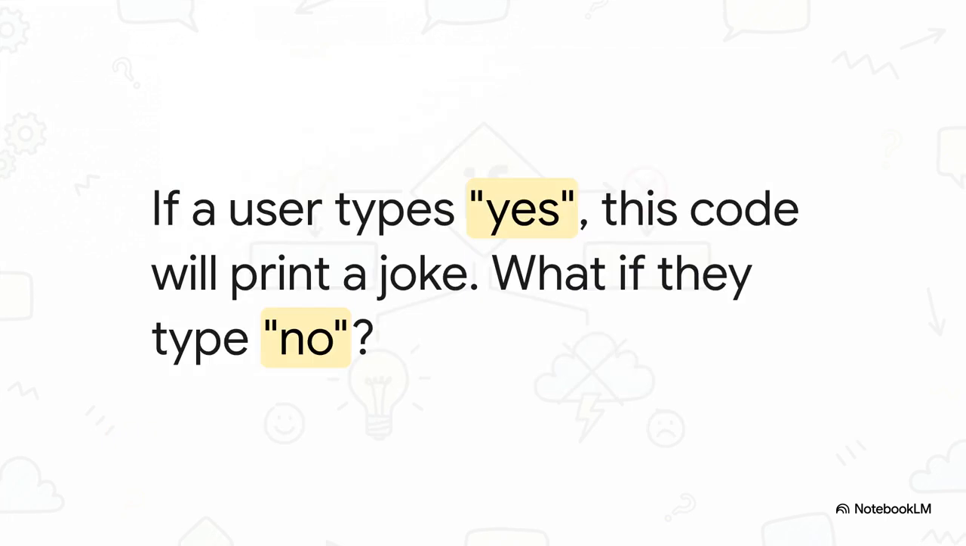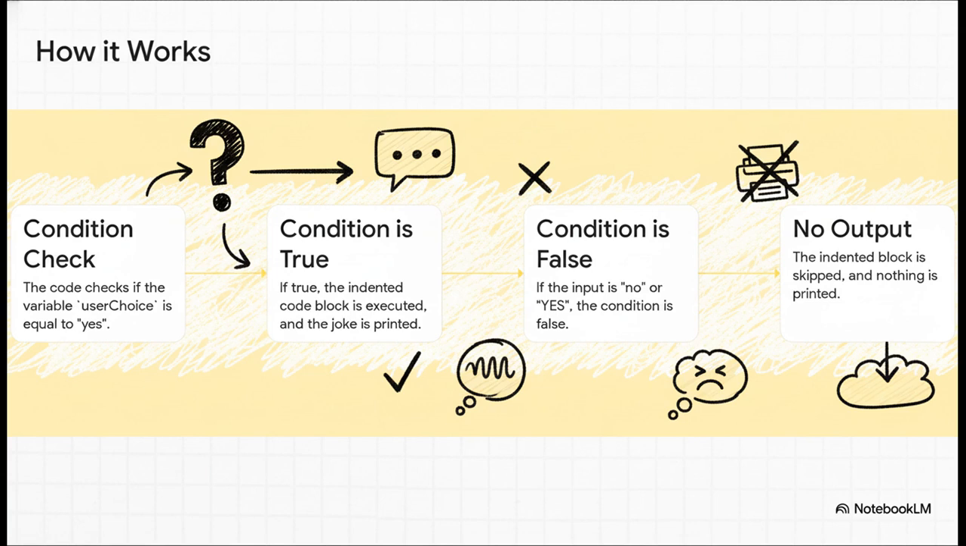All right, let's look at a real example. Check out this code. We ask the user if they want to hear a joke. Then, our if statement checks their answer. So, if the user types in the word yes, all lowercase, what do you think is going to happen? If you said it tells the joke, you nailed it. The code checks if the variable user choice is equal to yes. The condition is true, so it runs the indented code and prints the punchline.